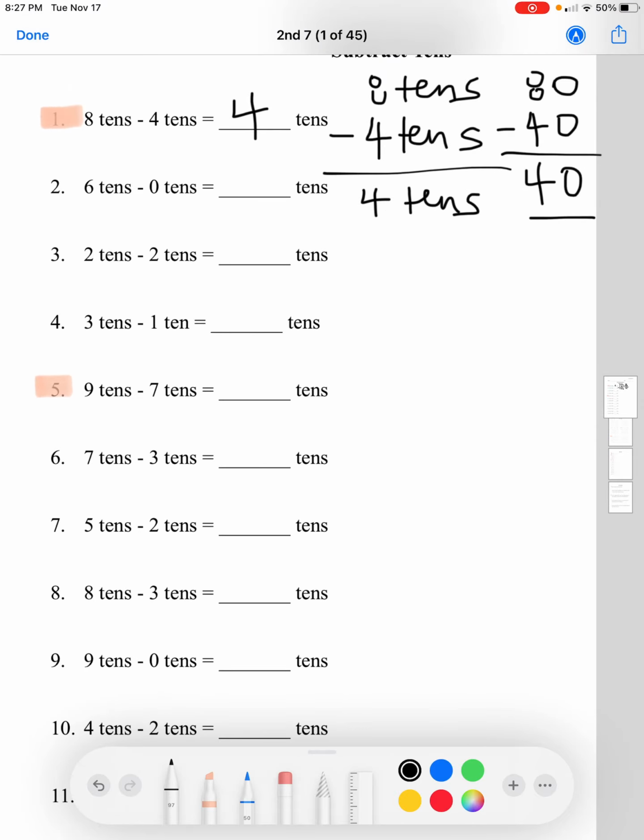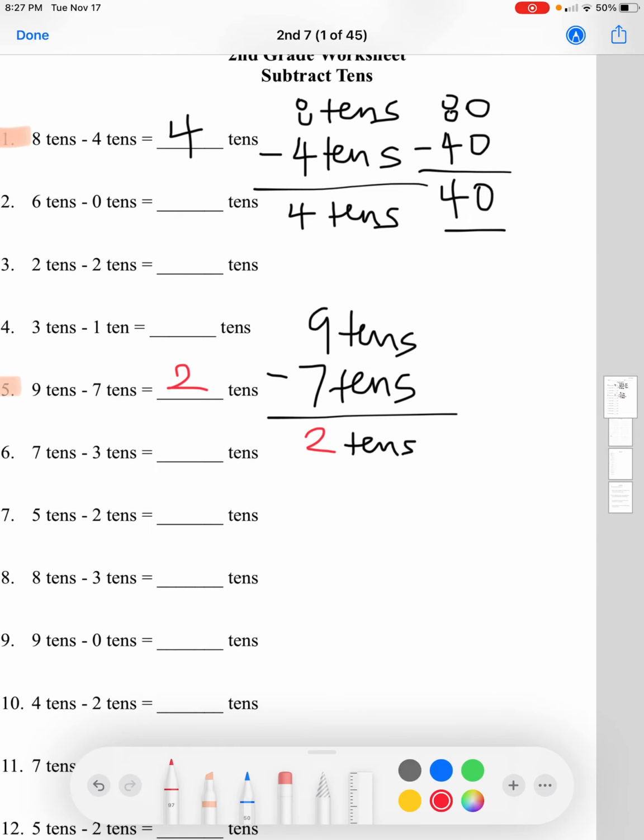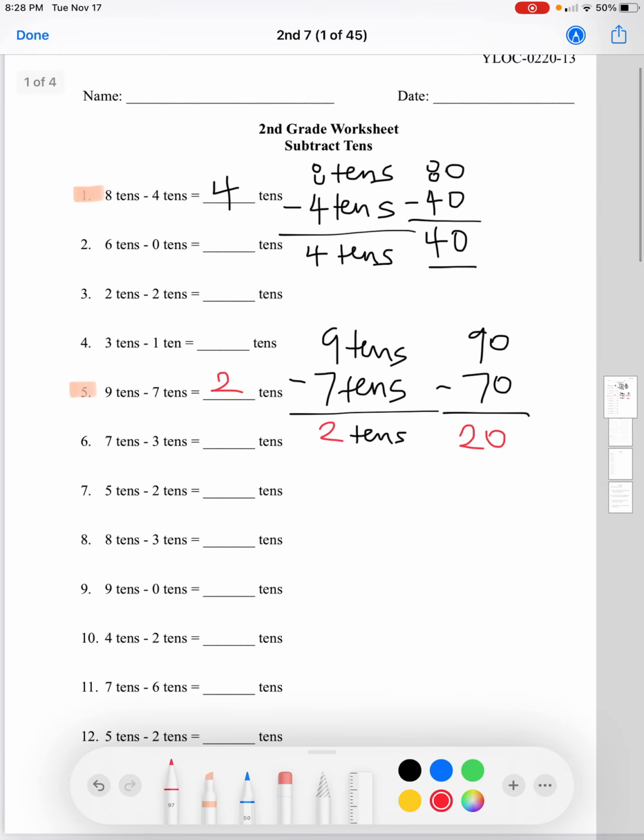So we'll do another example. We have number 5, 9 tens minus 7 tens equals blank tens. So 9 tens minus 7 tens. Again, we're going to bring down the tens. And then we'll subtract 9 minus 7. 9 minus 7 is 2, so we have 2 tens. Again, you can treat this as 90 minus 70, which equals 20. So that's how you do these kind of worksheets. It's basically just basic subtraction.